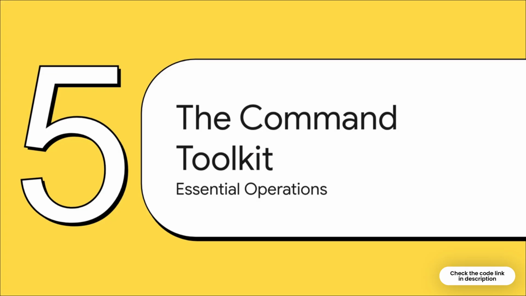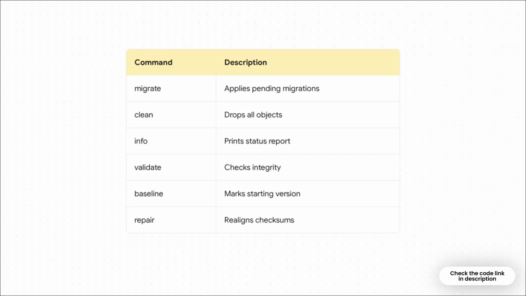Section 5. The Command Toolkit. Essential Flyway Operations. As an engineer, you really need to understand the levers you can pull here. There are 6 core commands you must master. First up is migrate. This is your workhorse. It applies all pending migrations.